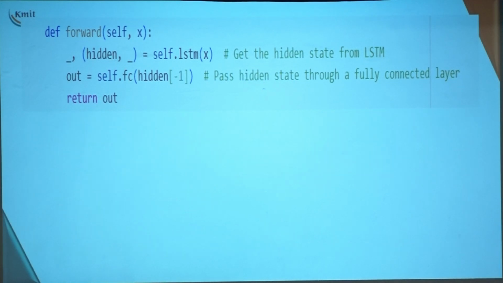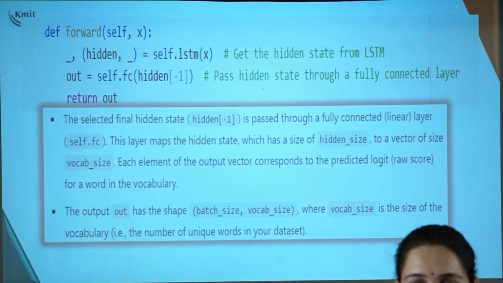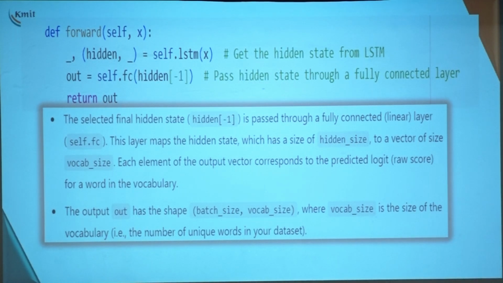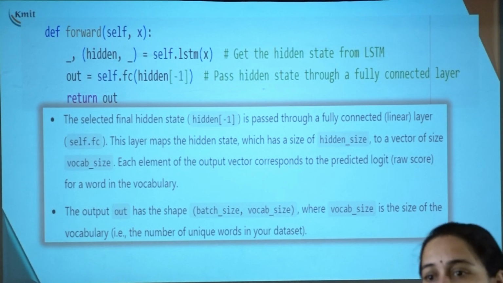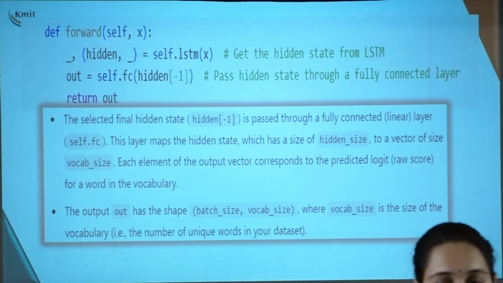Now, so what should be the output here? The output now will have a shape, batch size, comma, vocab size. Batch because we have kept batch first as true. Wherever you have kept batch first as true, you will always have a batch size first inside all the dimensions of your input and output.